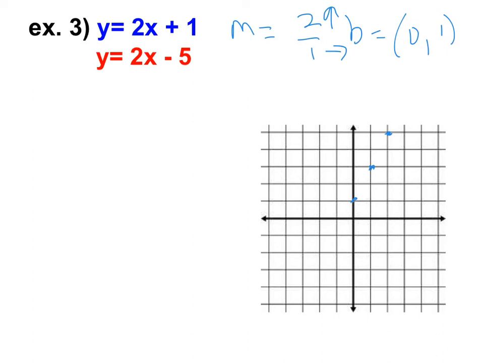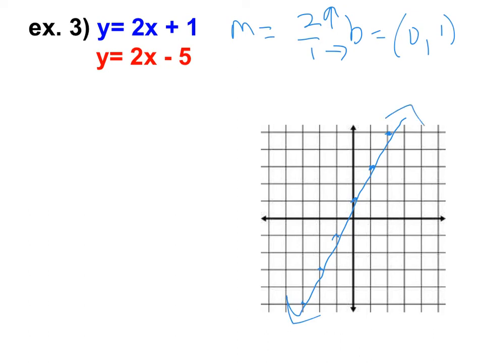I'm going to go in the other direction. I'm going to go down 2, 1 to the left, down 2, 1 to the left, down 2, 1 to the left. I just want to give myself all the possibilities I can for the lines to cross, because I don't know where they're going to cross. So this just gives me a lot more possibilities.